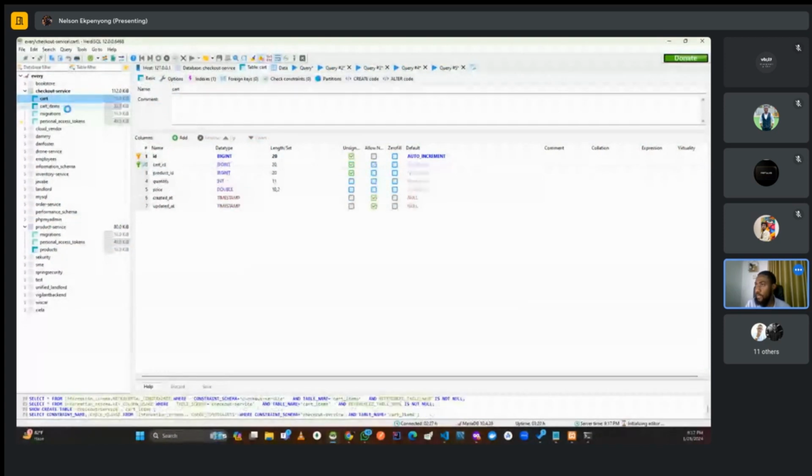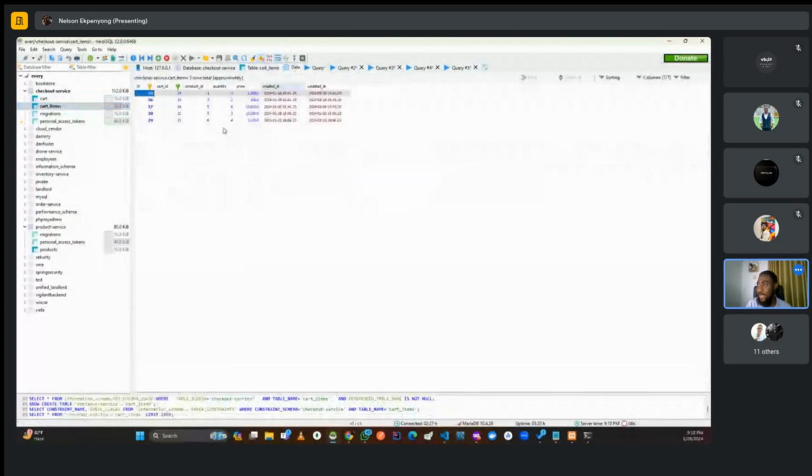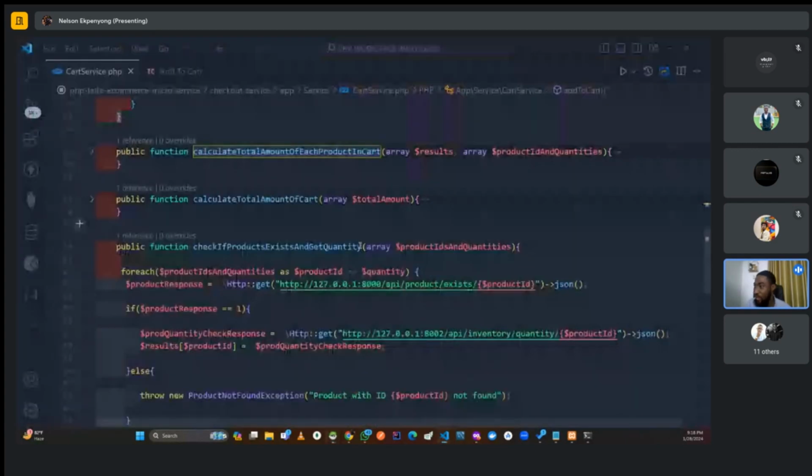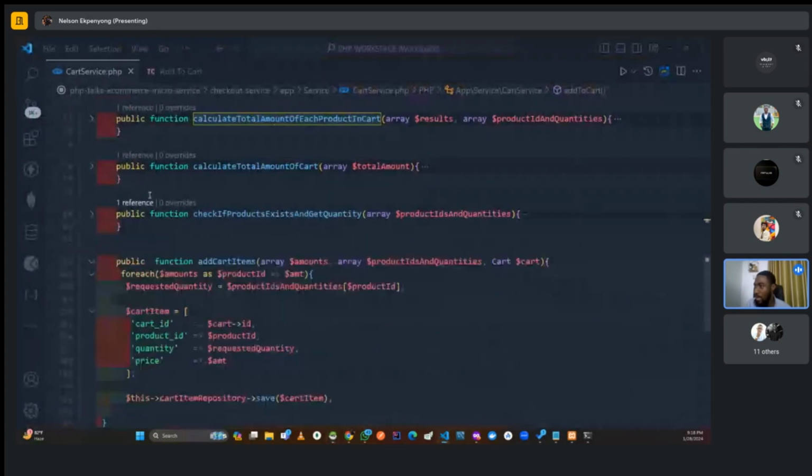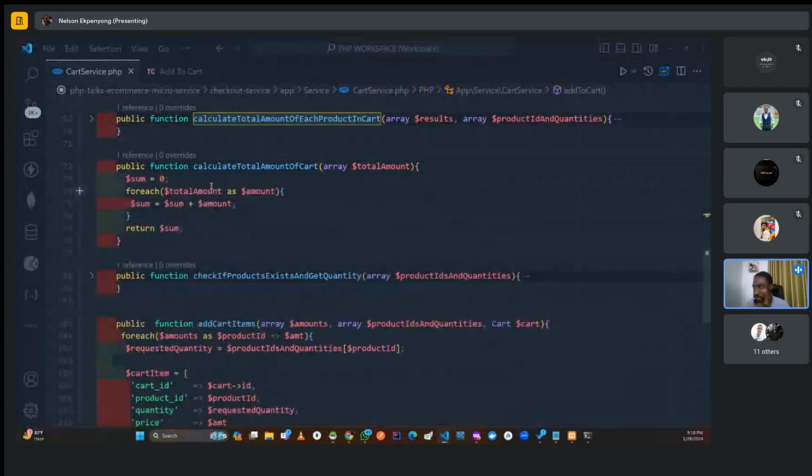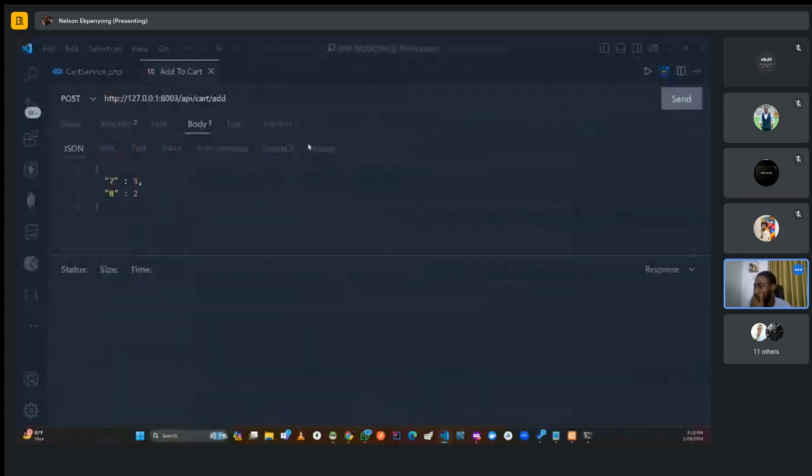The cart has cart items. This cart items simply has the record of the cart and individual items in the cart. Okay, so check if the product, we've seen this before, calculate total amount of a cart. I'll take all the amounts and put it in one. Okay, let's even go and try it. I feel like this thing will fail. I don't know why. I feel like it will fail.